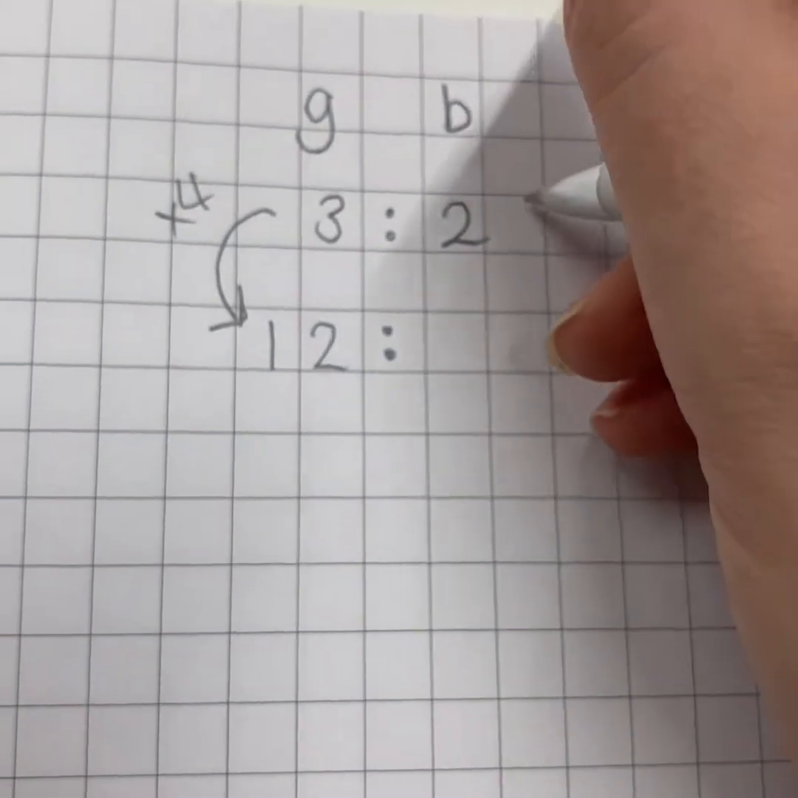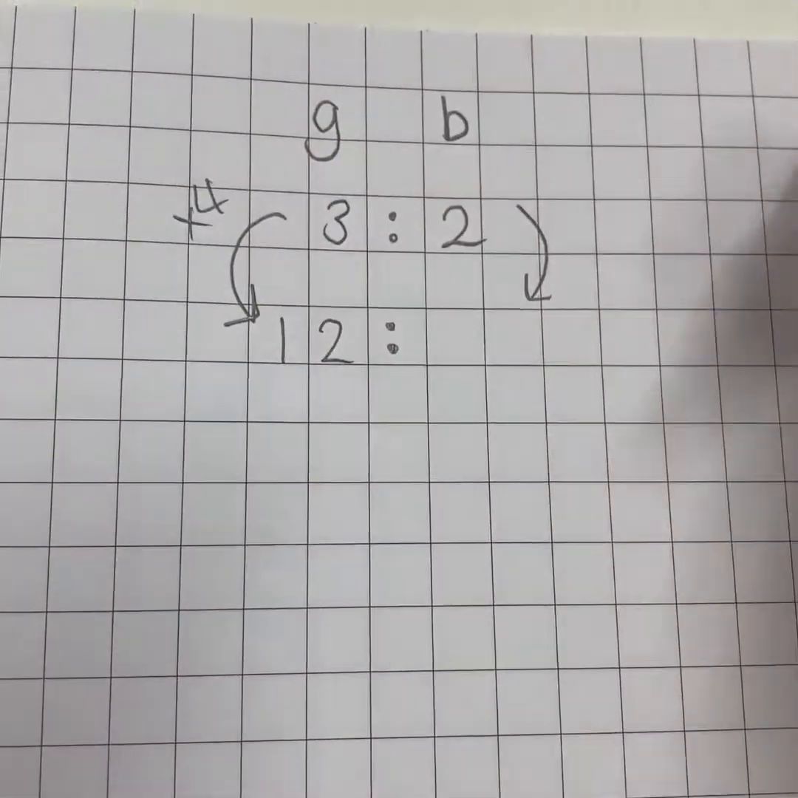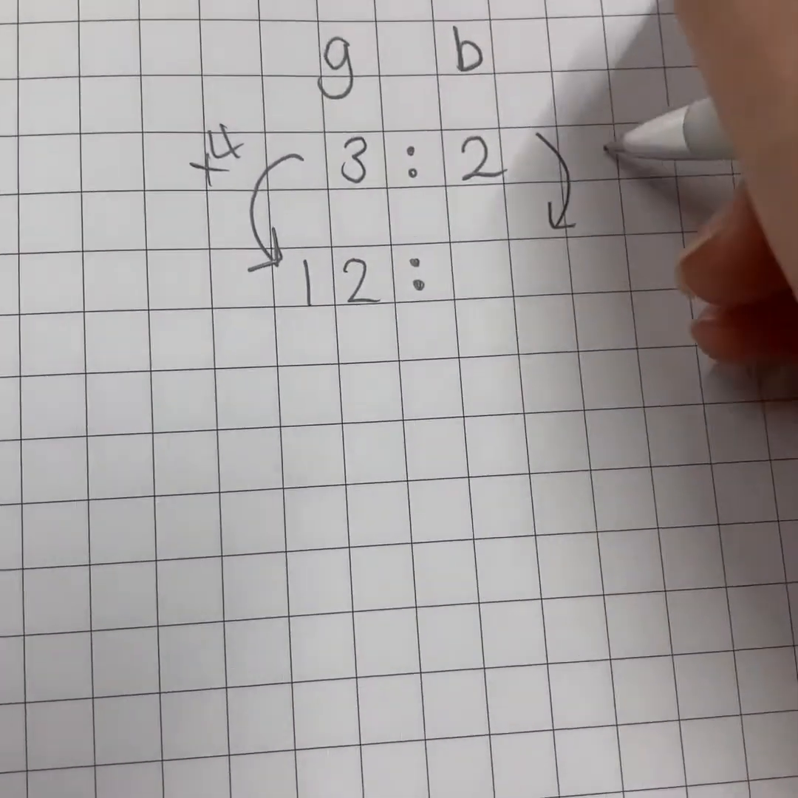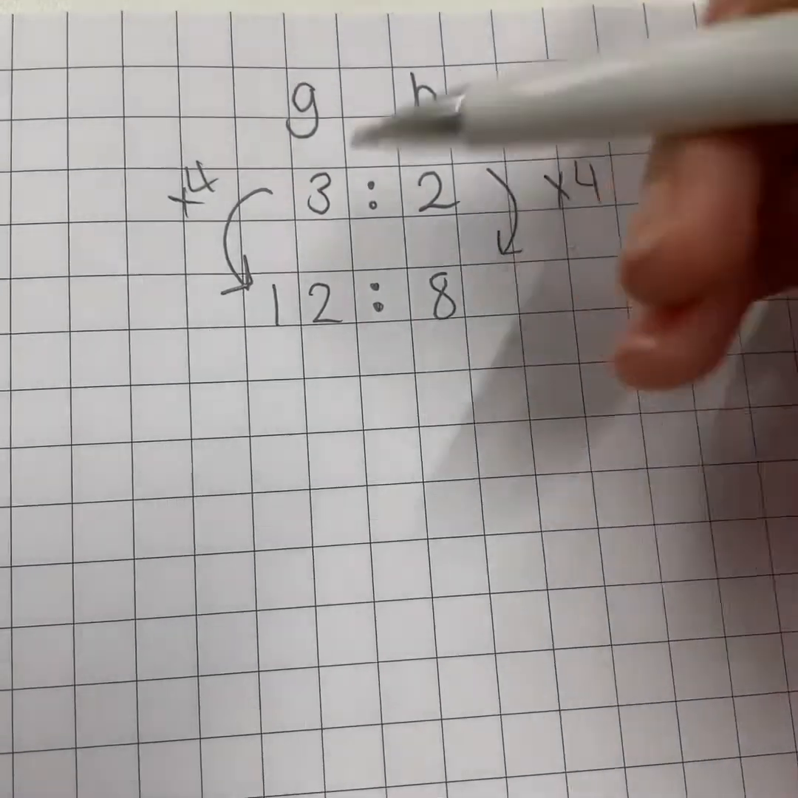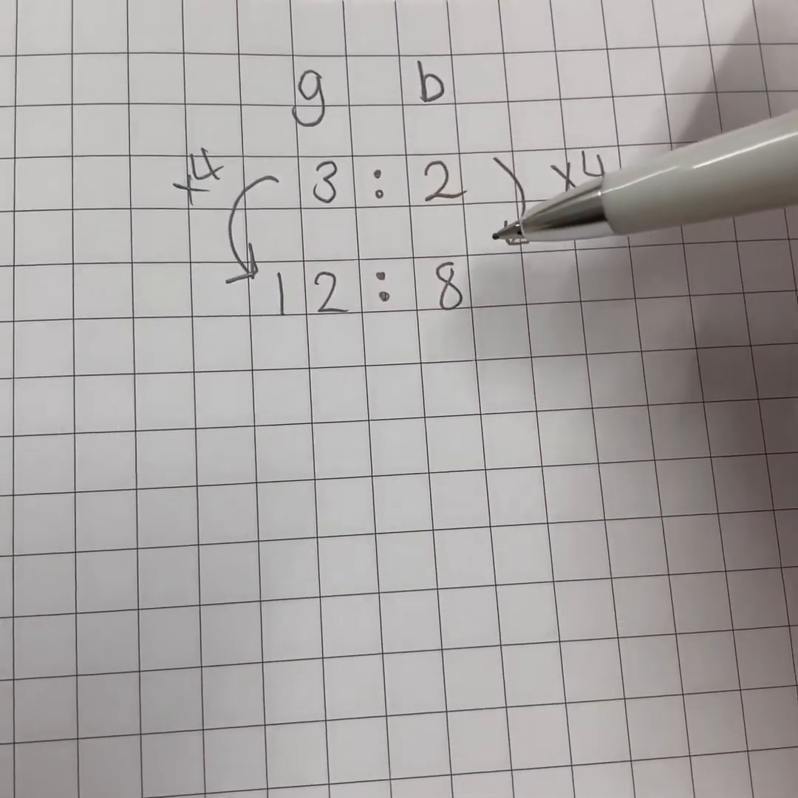So what do I need to do to the boys then? Well, what you do to one side of the ratio, you need to do to the other side of the ratio. So 2 times 4 is 8. So if there was 12 girls at camp, then there would be 8 boys.